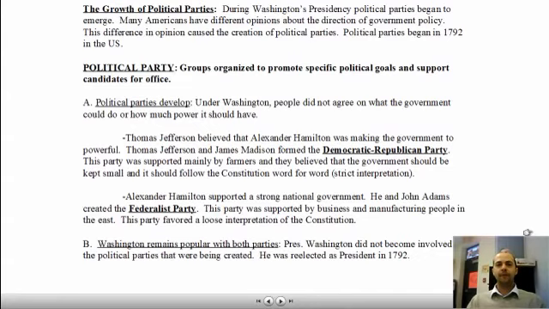Now Alexander Hamilton, on the other hand, supported a strong national government. He and John Adams created the Federalist Party. This party was supported by businesses and manufacturing people in the East. They favored a loose interpretation of the Constitution. If you remember our talk about the elastic clause, a loose interpretation of the Constitution, according to the Federalists, might look like the fact that Congress could make all kinds of laws.